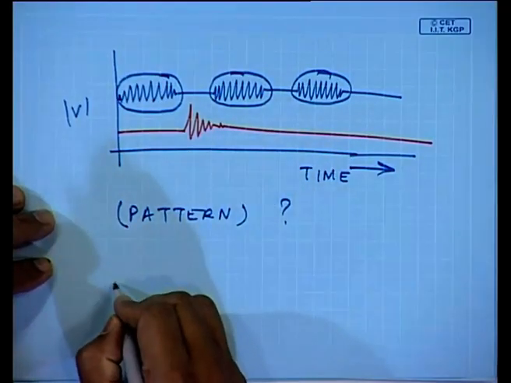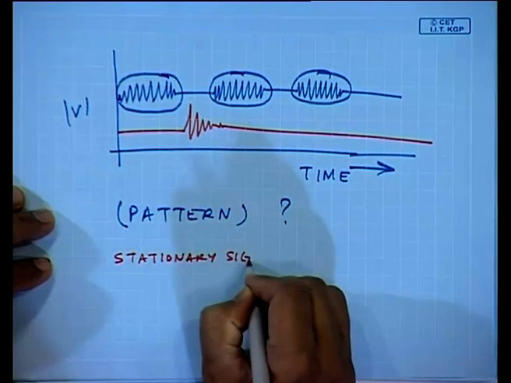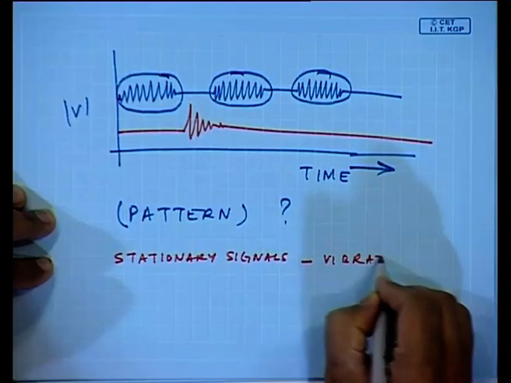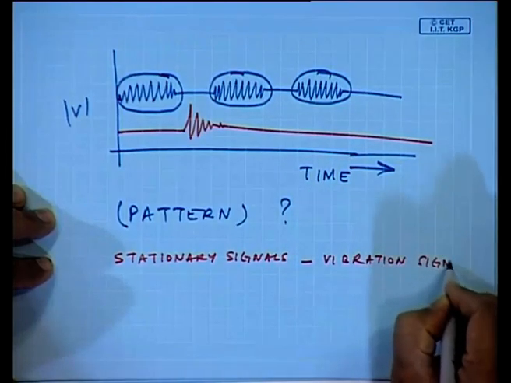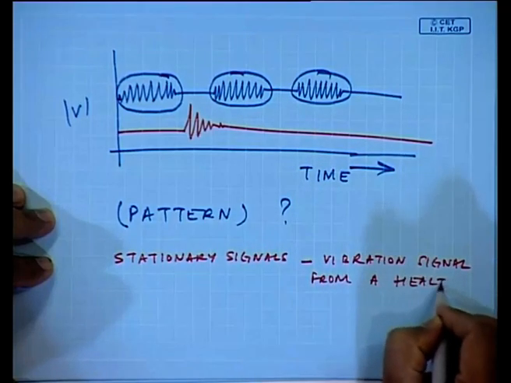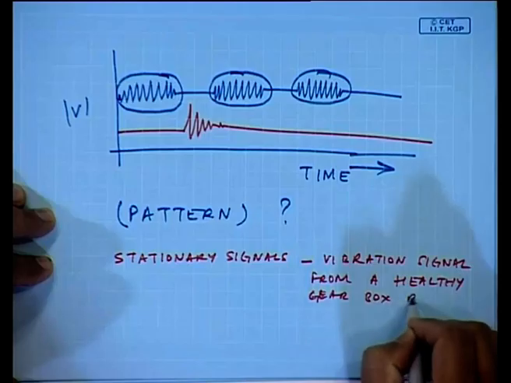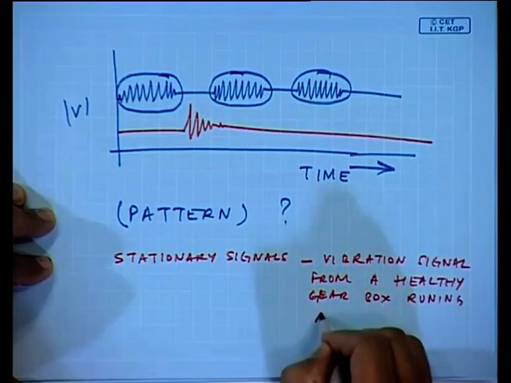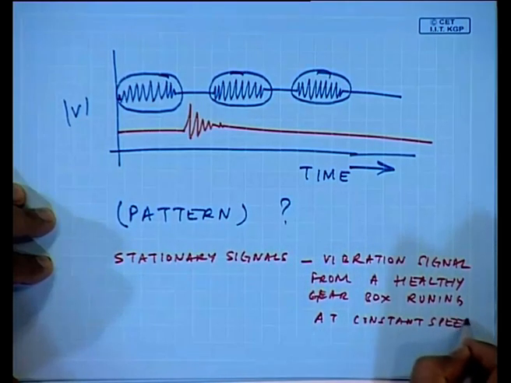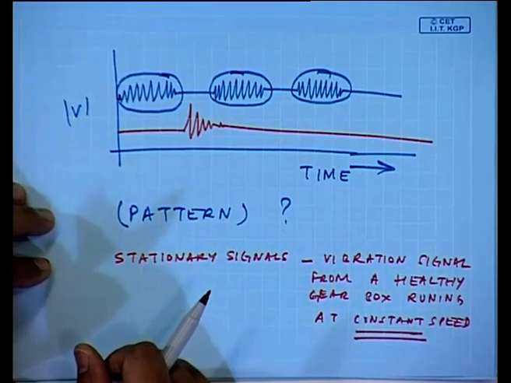I will give you an example of stationary. A stationary signal is the vibration signal from a healthy gearbox running at constant speed. Underline the words constant speed. This is the case of a periodic signal.